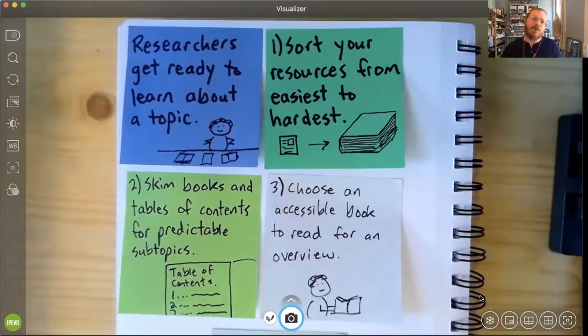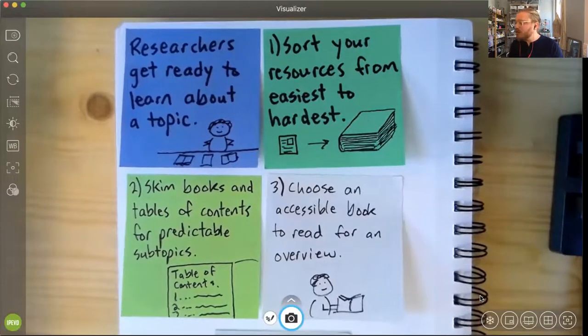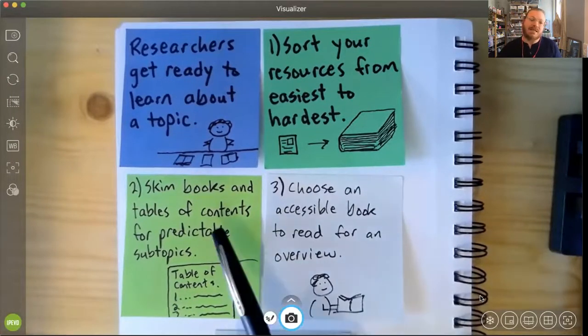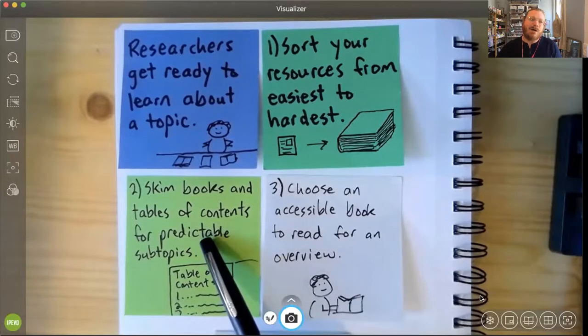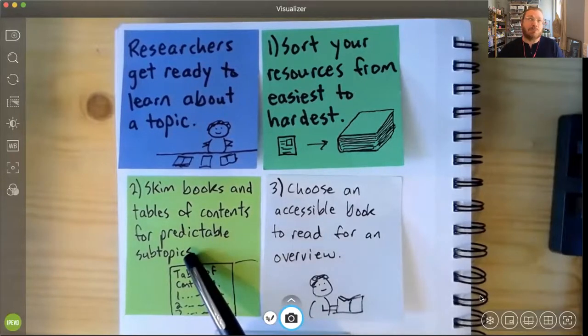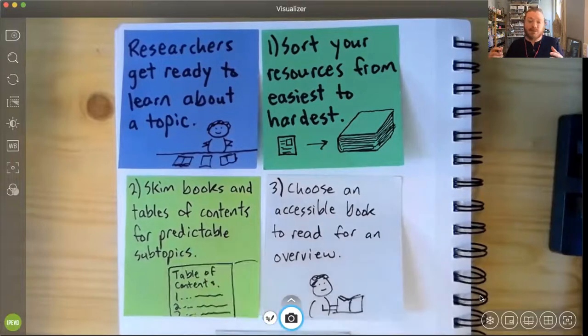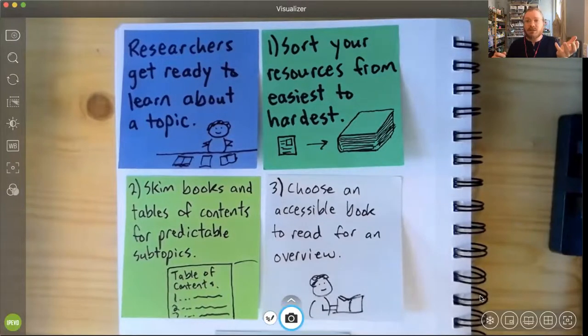The next thing that we want to do is we want to skim the books for tables of contents and to think of what predictable subtopics are appearing. When we researched extreme weather and natural disasters, we found that some of the predictable subtopics were like causes and effects and famous examples and the science behind everything and prevention and safety, right? Those were in a lot of our books. We're going to find out in the American Revolution what those might be.